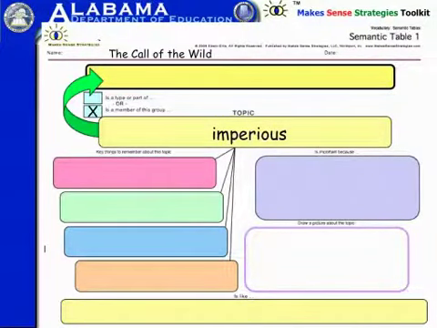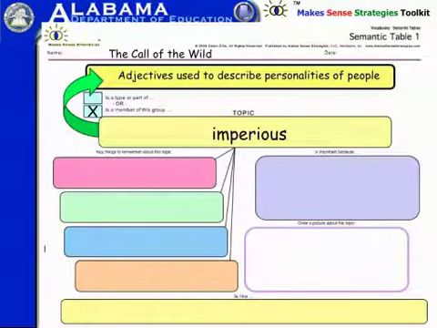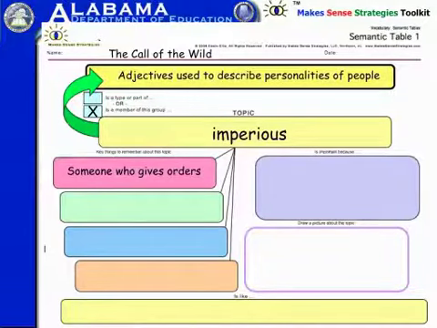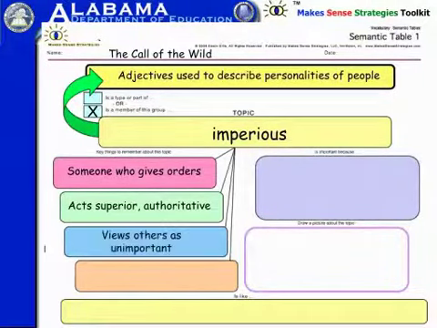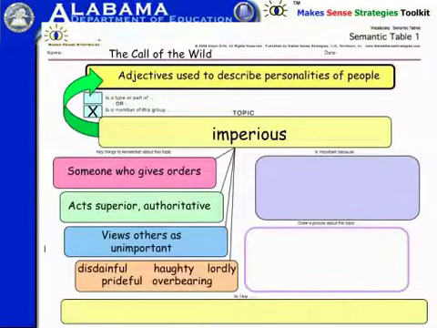And so it's a member of this group, adjectives used to describe personalities of people. Key elements of the definition: it's somebody who gives orders, acts superior or authoritative, views others as unimportant, and is disdainful, prideful, haughty, lordly, and overbearing. Now, let's just take a look at this for a second. If students know what authoritative means, we're in good shape.